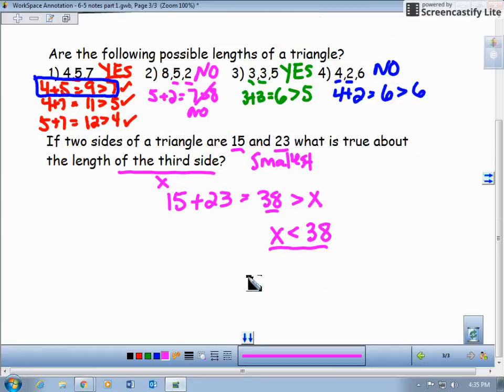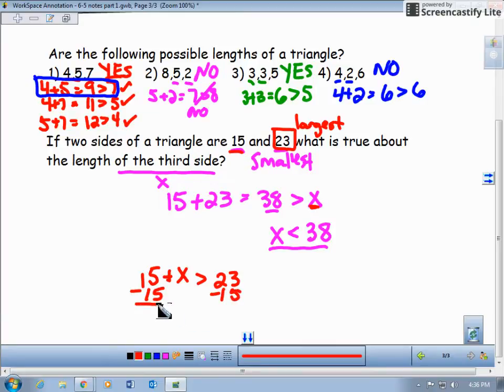Well, no. The other thing we have to look at is what happens if 23 is the largest side? Well, if 23 is the largest side, it gets replaced for x here, so 23. And we know that the other two sides, 15 plus that third side x, have to add to be greater than that. So just doing a little bit of algebra here, we'll subtract 15 from both sides. So I know that third side has to be greater than 8.